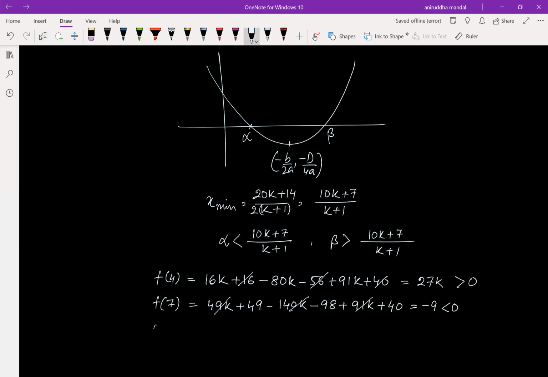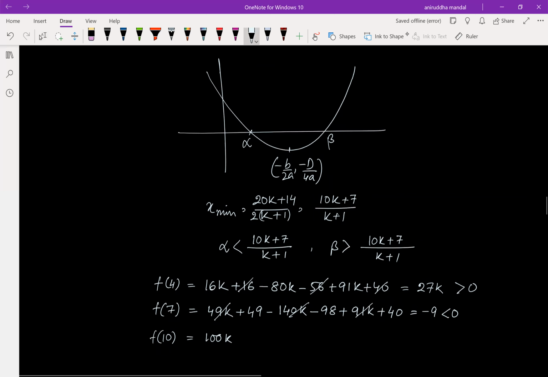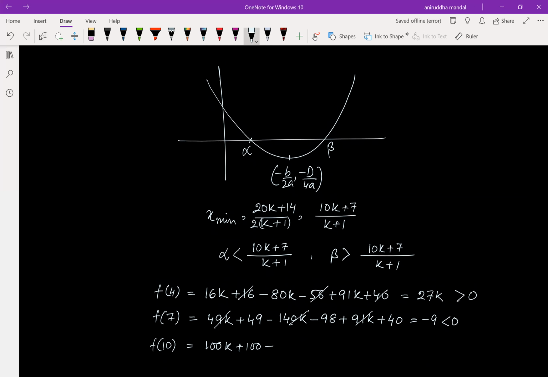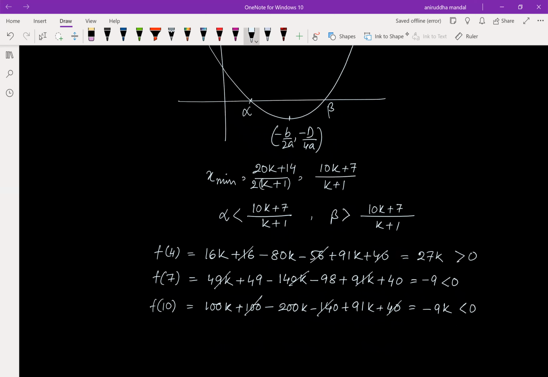So f10 is 100k plus 100 minus 200k minus 140 plus 91k plus 40. So this will get cancelled and this is minus 9. This is also negative, and similarly last is f13.